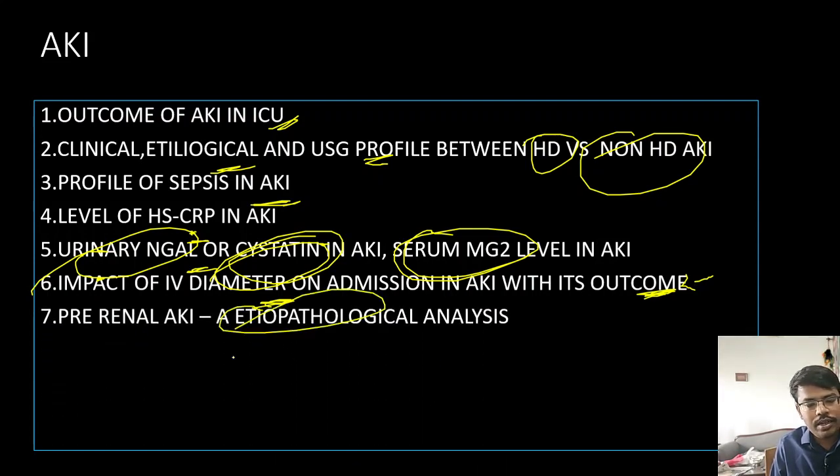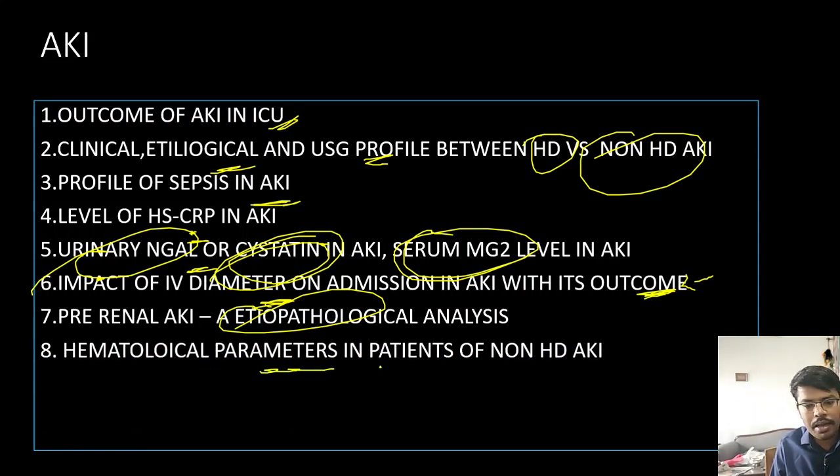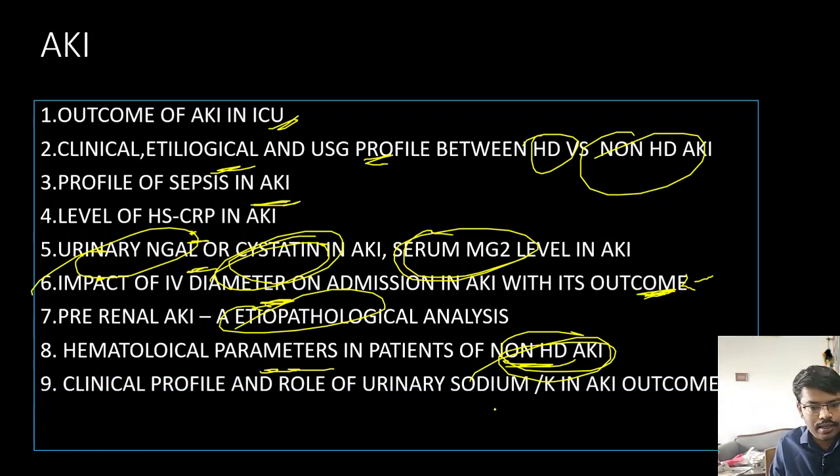Pre-renal AKI, you can catch only the cases of pre-renal AKI because most of the time pre-renal AKI used to be under the medicine department. So you can do an etiopathological analysis, hematological parameters in patients of non-HD AKI. You are just assessing hematological parameters, whichever you want, you can select that. Ratios, there are so many ratios, platelet neutrophil ratio or the CBC count, hemoglobin, whatever it is, you can plan a study on that. Clinical profile and role of urinary sodium and potassium in AKI outcome.